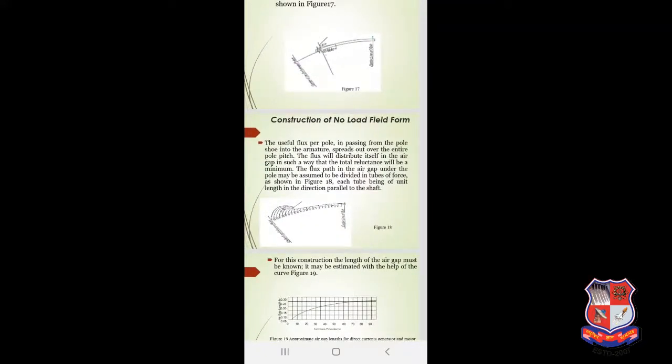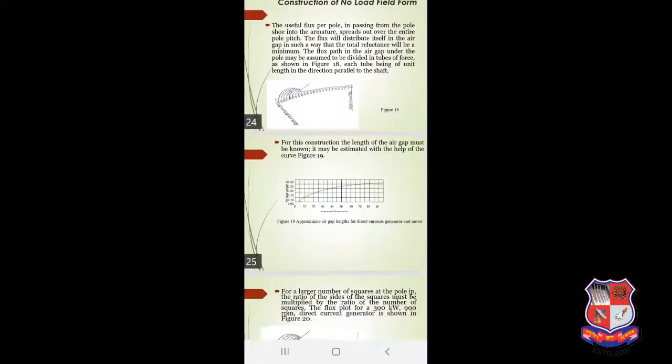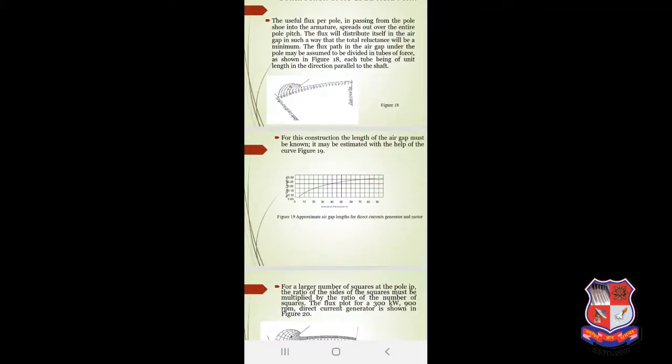The construction of the no load field form. The usual flux per pole, in passing from the pole shoe into the armature, spreads out over the entire pole pitch. The flux will distribute itself in the air gap in such a way that the total reluctance will be minimum. The flux path in the air gap under the pole may be assumed to be divided into tubes of force as shown in the figure, each tube being of unit length in the direction parallel to the shaft. So for this construction, the length of the air gap must be known.